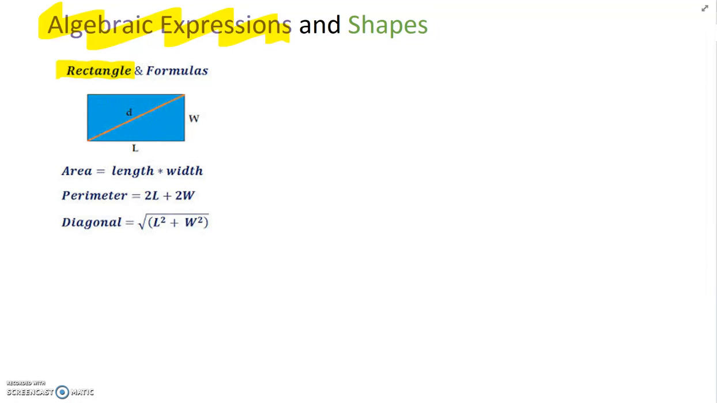So the first thing we want to understand is the area of a rectangle. What is that? Well, it's how much space is within the rectangle. And all you have to do is multiply the length times width. You could even write it as an algebraic expression, L times W.